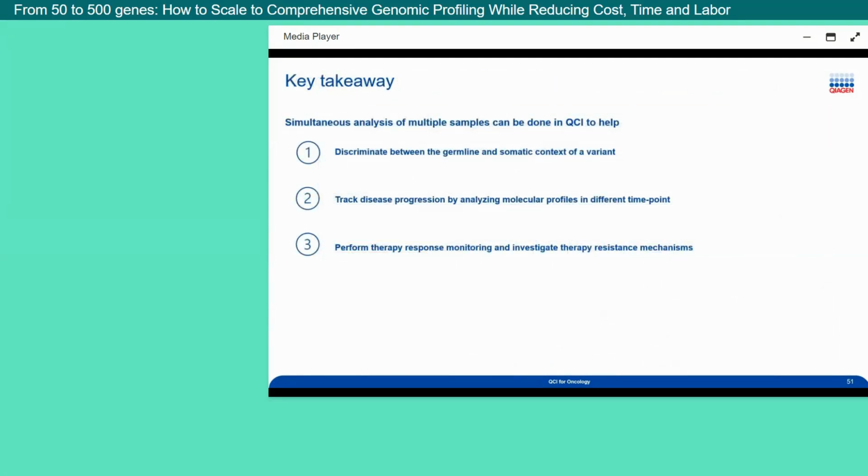In summary, simultaneous analysis of multiple samples can be done in QCI to help discriminate between the germline and somatic context of a variant, track disease progression by analyzing molecular profiles at different time points, and perform therapy response monitoring and investigate therapy resistance mechanisms.